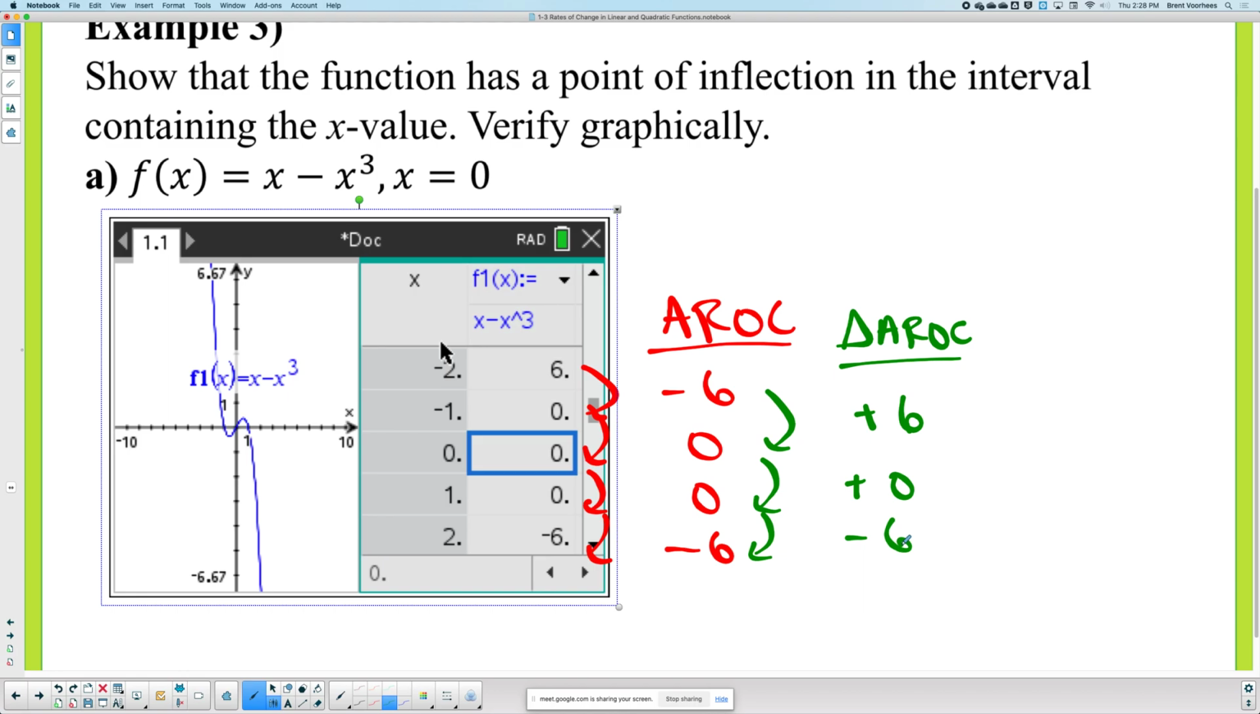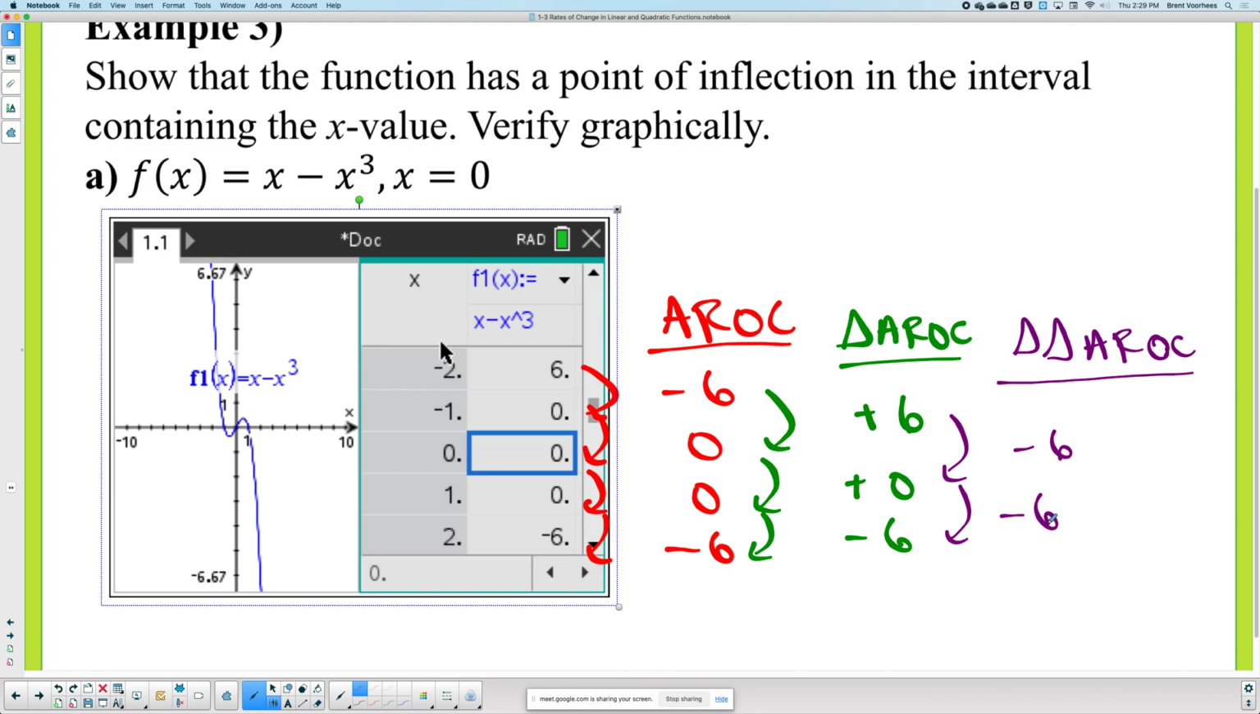Okay, now let's do one more column. Because this is cubic, this should work out good if we did the change in the change of the average rate of change. How much do we change going from 6 to 0? -6 in here. Therefore, it is cubic, because the third difference is equal. In this area here, on the interval from -infinity until 0, it's concave down.